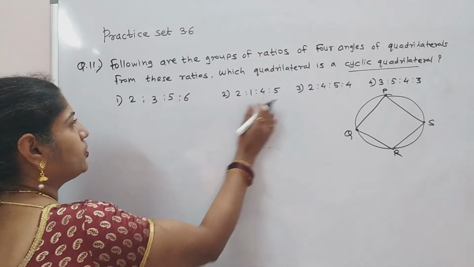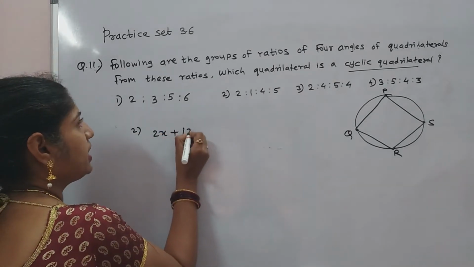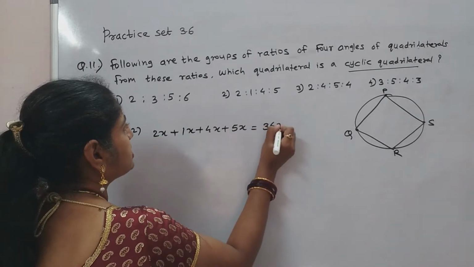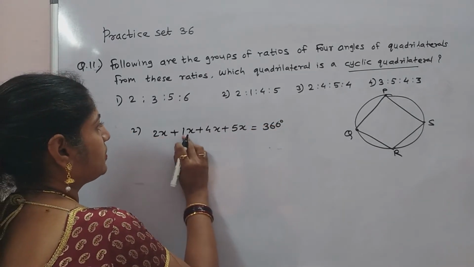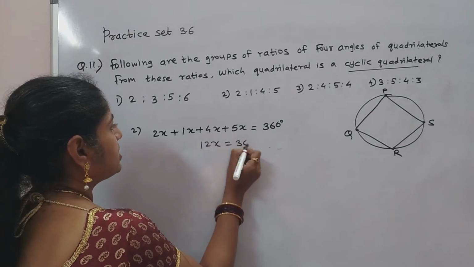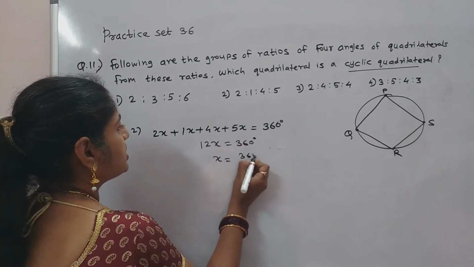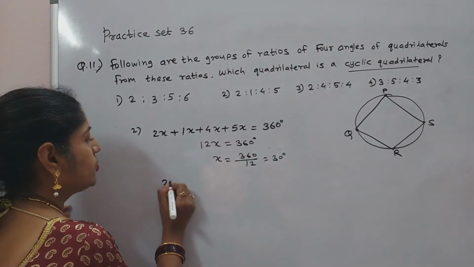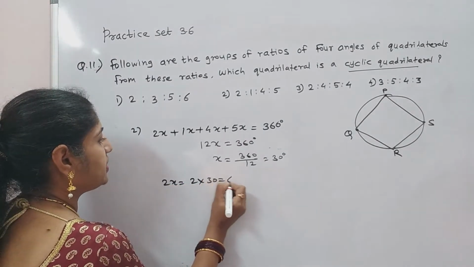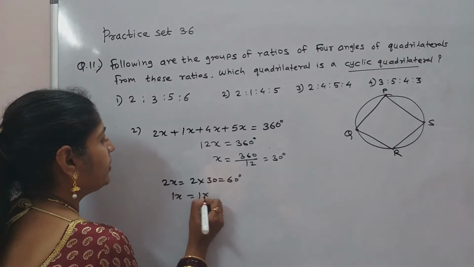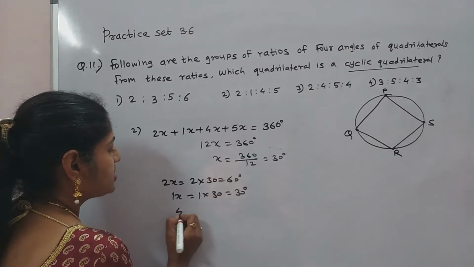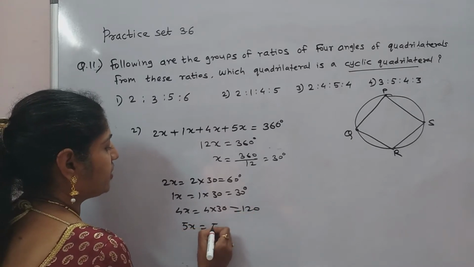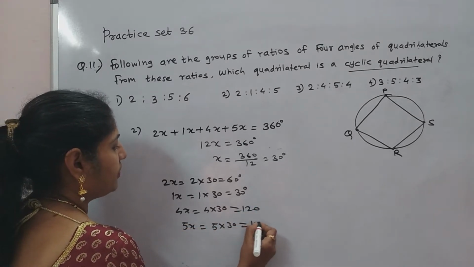2 is to 1, 1 is to 4, 4 is to 5. 2x plus 1x plus 4x plus 5x, and the sum of all the angles is 360. Now the sum is 12x equal to 360. So x equal to 360 divided by 12, that is 30. Find out all four angles. 2x equal to 2 into 30, 60. 1x equal to 1 into 30, 30. 4x equal to 4 into 30, 120. And 5x equal to 5 into 30, 150.